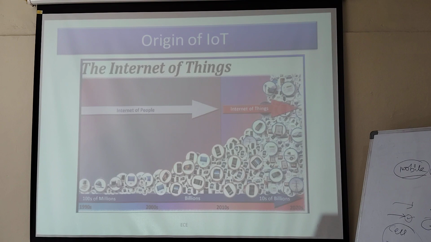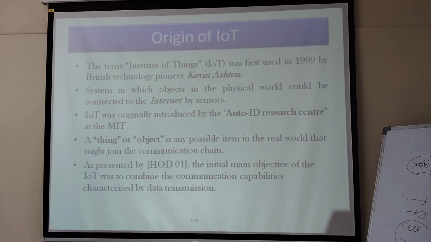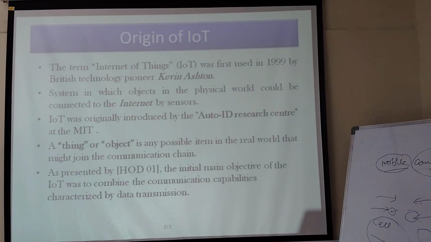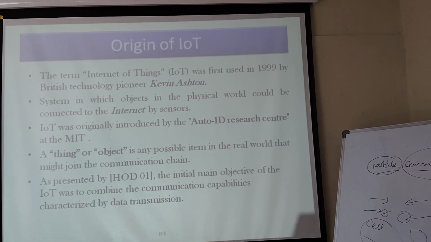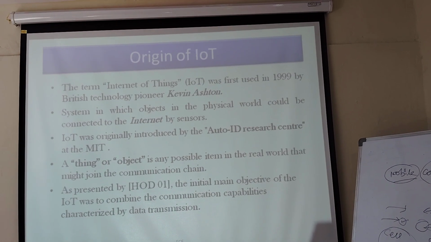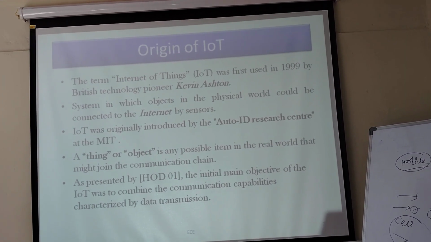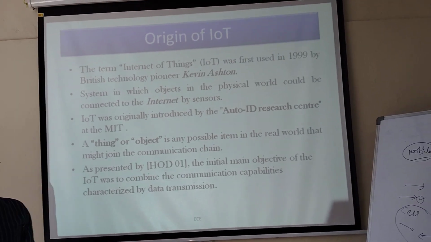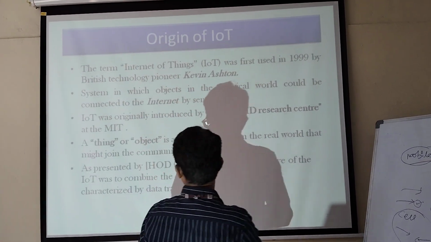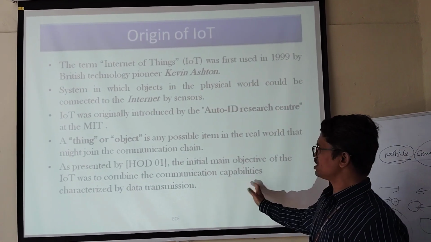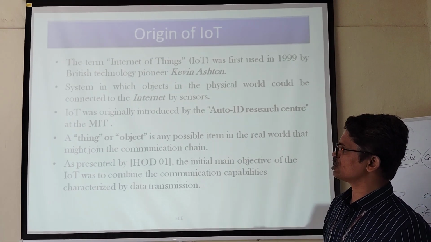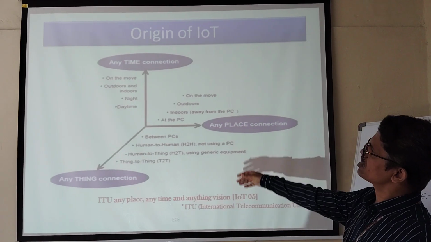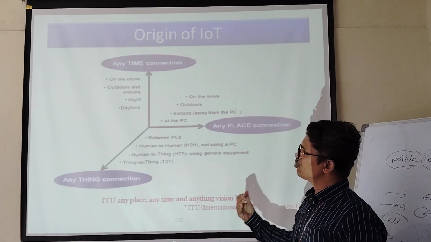Next, where did the term come from? It was introduced in the year 1999 by the British technologist and pioneer Kevin Ashton. It's about things communicating. A thing can be anything, from your simple wristwatch to any other thing. The main objective is to combine communication capabilities characterized by data transmission.